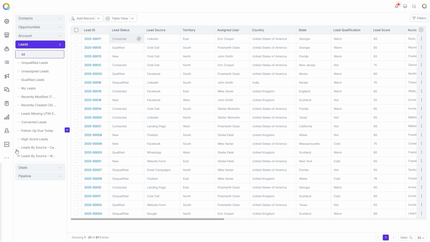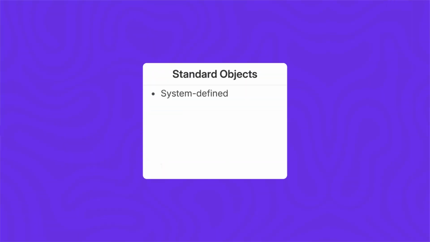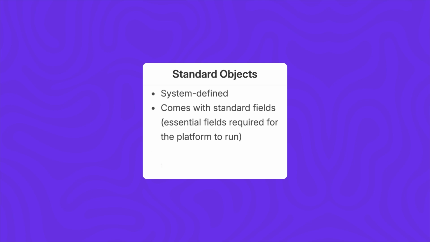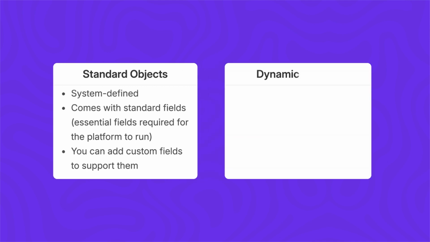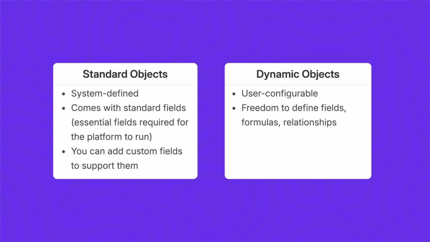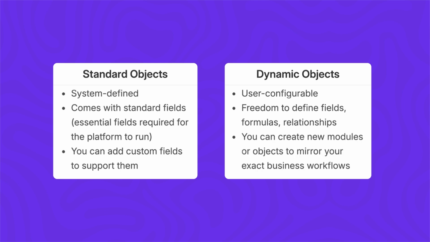So, what's the key difference? Standard objects are system-defined. They come with essential fields required for the platform to run, called the standard fields. You can't change these, but you can add supporting custom fields. Dynamic objects are user-configurable. You have the freedom to define fields, formulas, relationships, and even create new modules to mirror your exact business workflows. In short, standard objects provide stability and structure, while dynamic objects give you flexibility and customization.